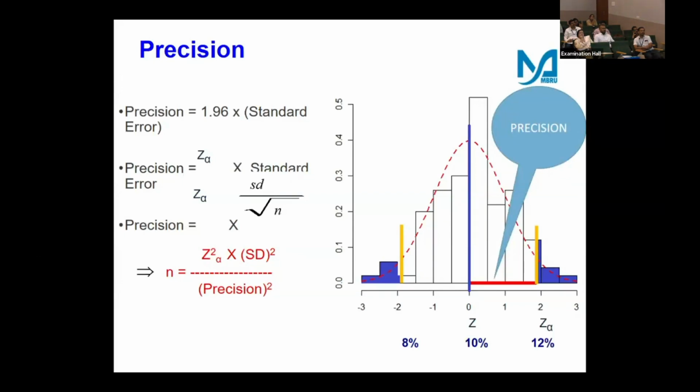When you say precision, what do you mean by it? You see here in the normal distribution, this is the population parameter, and within that, this is nearly 2 times the standard error. This is called the precision of the test, which we use in the sample size calculation: how precisely you want to have the distribution.